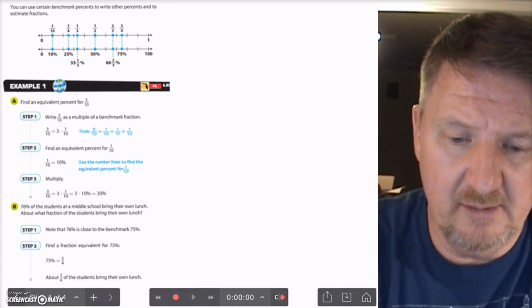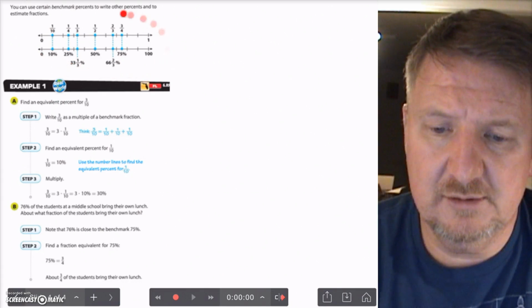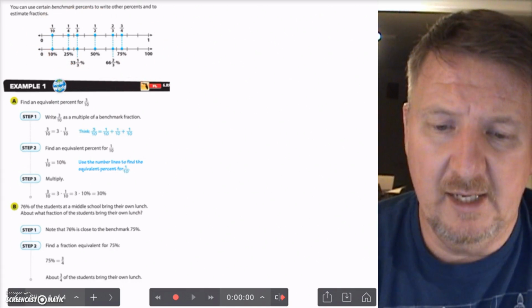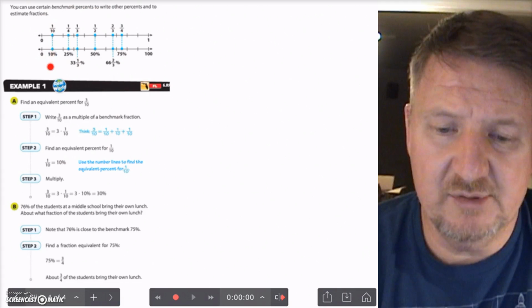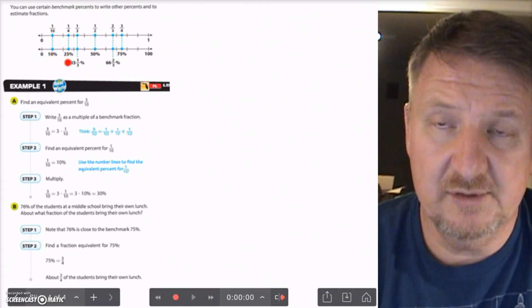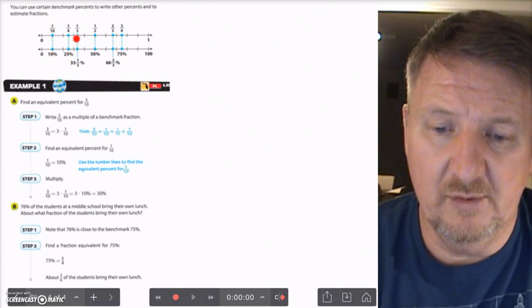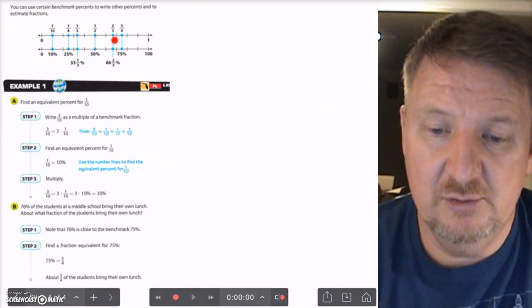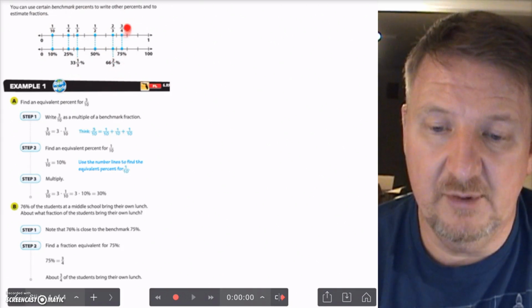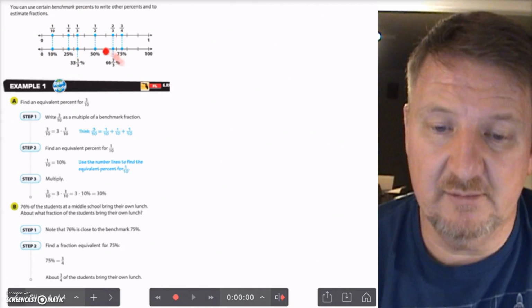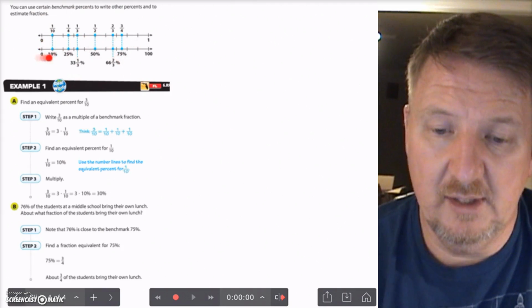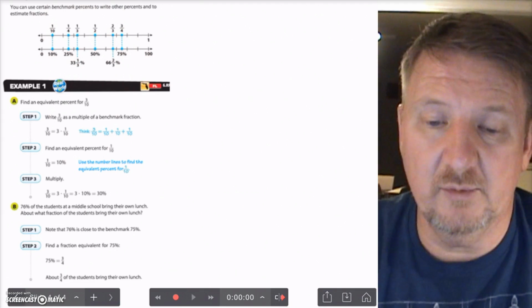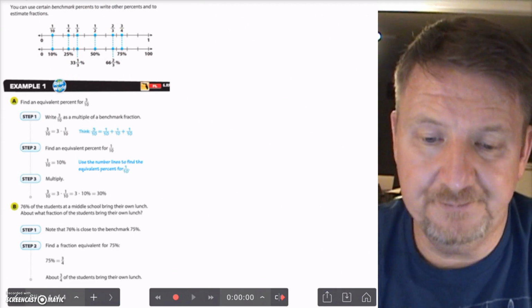Okay, so in the diagram here on the board, I have 1/10 is the same as 10%. 1/4 is the same as 25%. 1/3 is the same as 33 1/3%. 1/2 is the same as 50%. 2/3 is the same as 66 2/3%. And then 3/4 is the same as 75%. All right, so we're going between 0 and 1 on this number line, and on the second one we're going between 0 and 100.